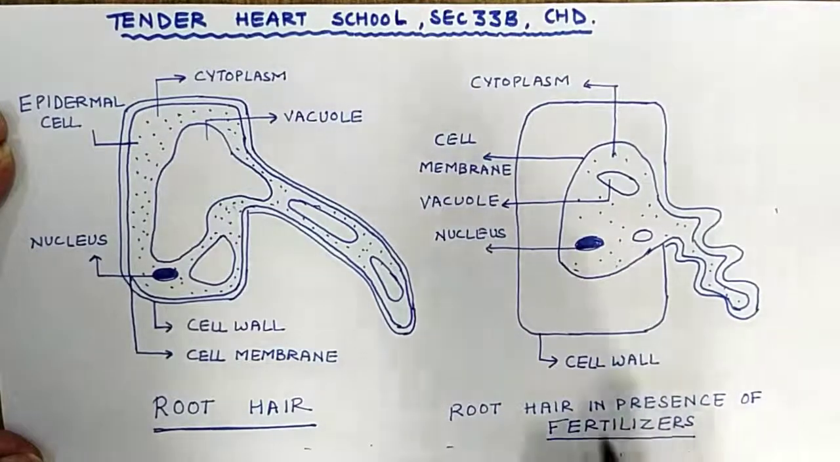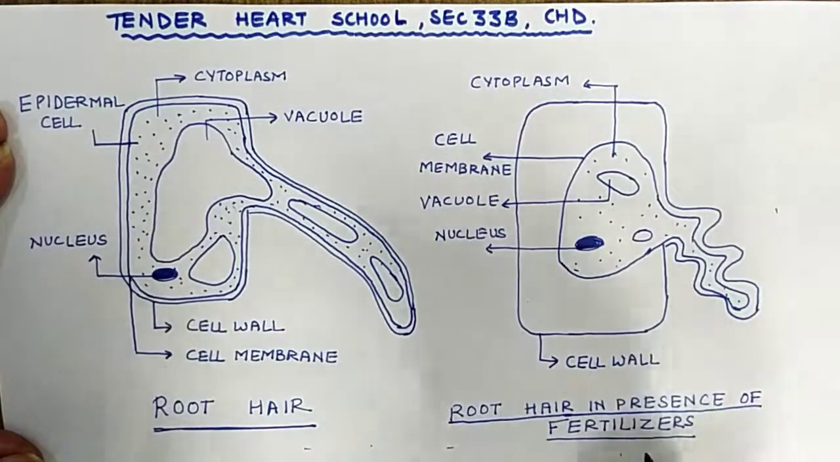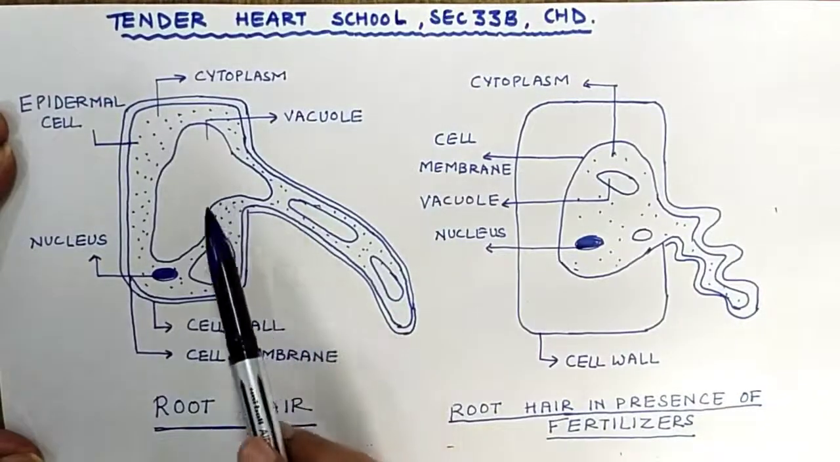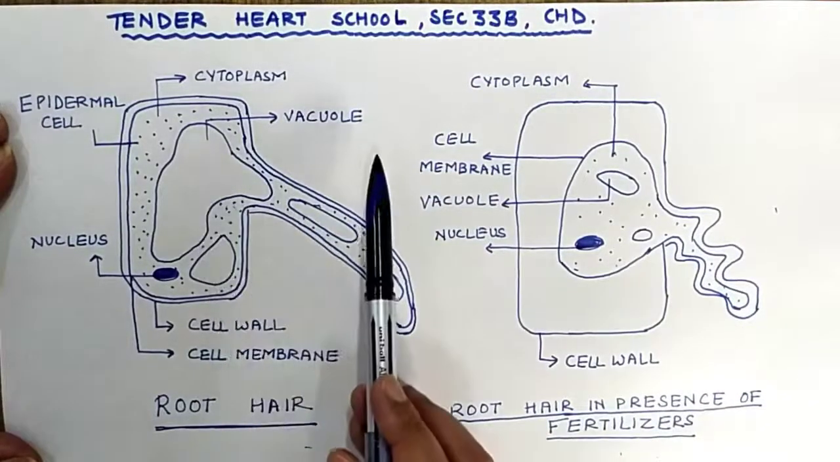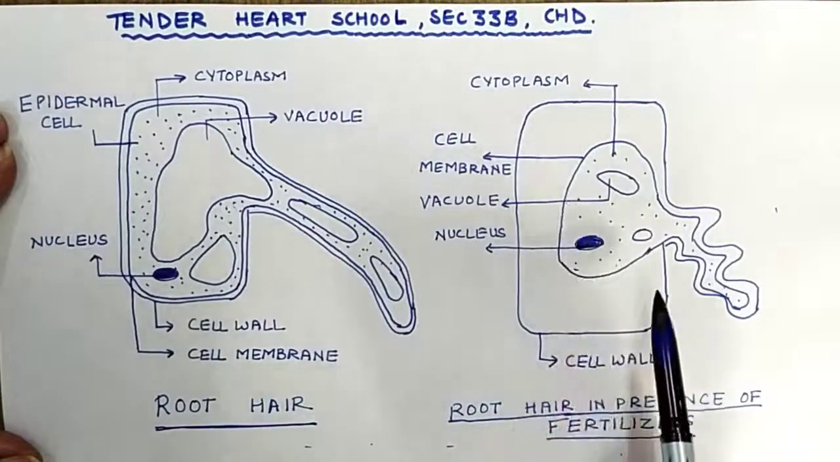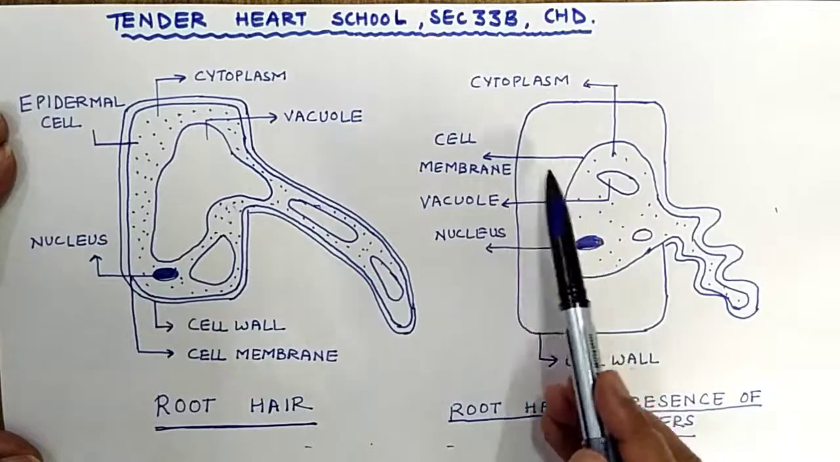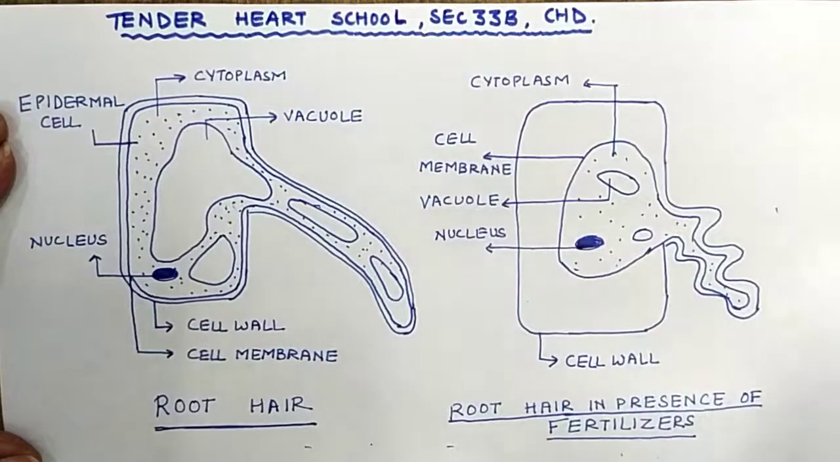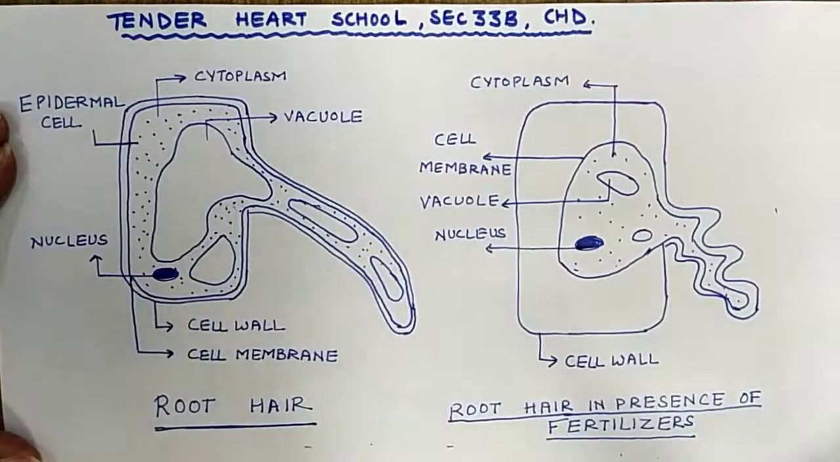Right? Root hairs in presence of fertilizers, because fertilizers cause exosmosis. Fertilizers will increase the concentration and the water from the root hair will come out. Water is basically present in the vacuole. So water will come out of the vacuole and the size of the vacuole is reduced. And overall the cell membrane detaches from the cell wall. It separates from the cell wall. And the root hair is shrunk. So this is all about the diagram of root hair and the diagram of root hair when excess of fertilizers are added to the roots.